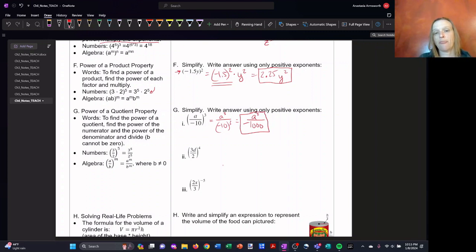Let's look at another example. 3d divided by 2 to the fourth power.